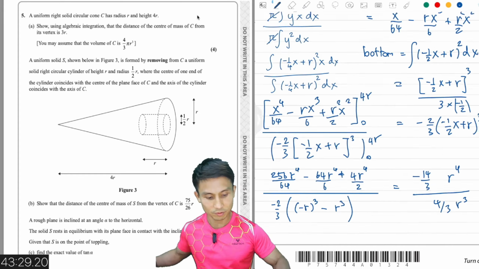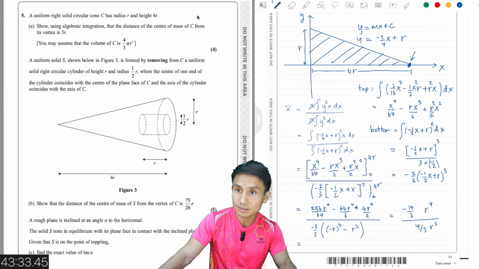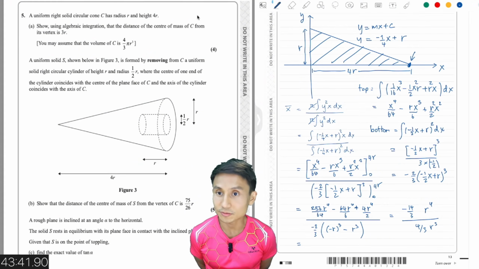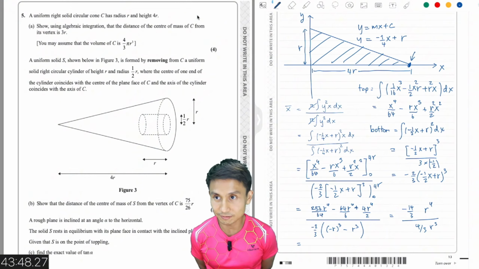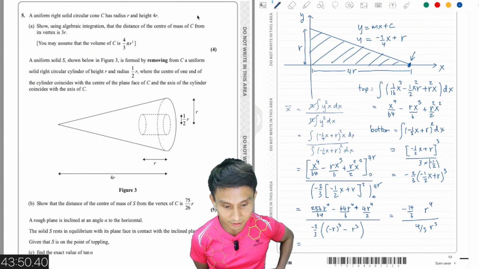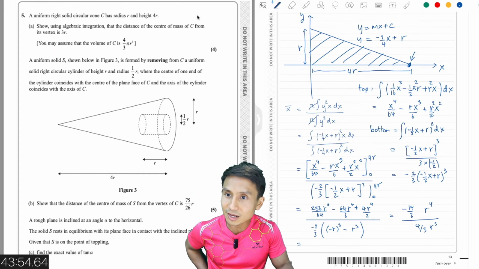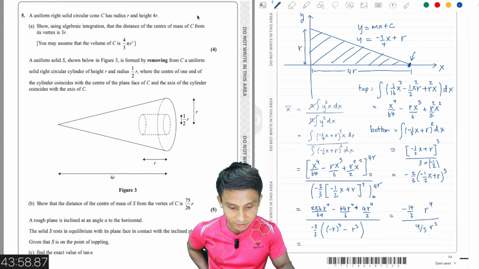Okay, let's see what went wrong. We should be expecting something of a nice number. Okay, seems like I don't get that. Hang on. Okay, I still have time, I guess. Its vertex is 3r. Okay. So we expect r, actually. We expect r to be the answer from this integration.